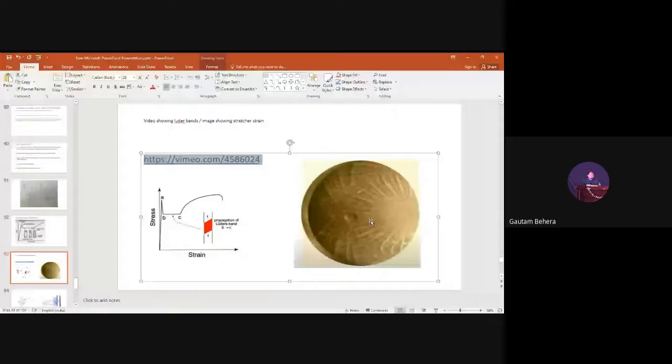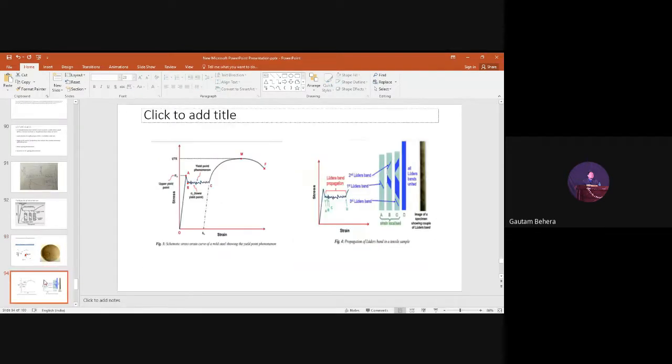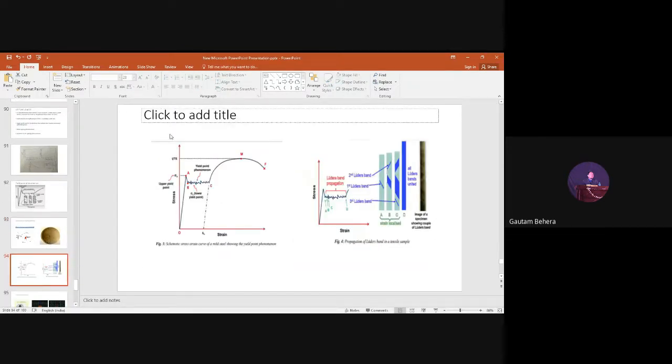Okay, fine. So now you can see, this is a very beautiful image we have. We can see these marks. These are called stretcher strain marks, due to formation of these Lüders bands. So you understand the surface finish is very poor here in the material. We'll discuss again the same stress versus strain curve.